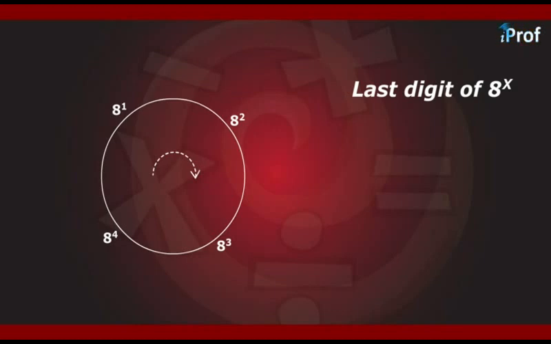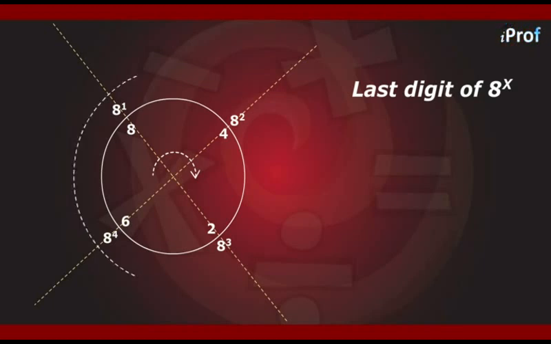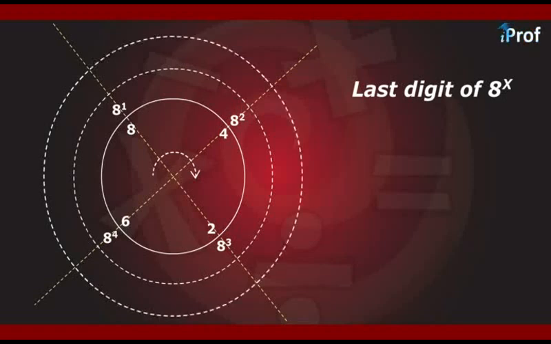The last digit of 8 raised to the power 1 is 8, 8 raised to the power 2 is 4, 8 raised to the power 3 is 2 and 8 raised to the power 4 is 6. We draw two lines joining diagonally opposite numbers and extend them. We again proceed the same way we did in the previous cases.